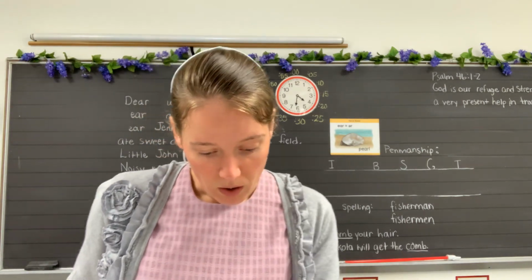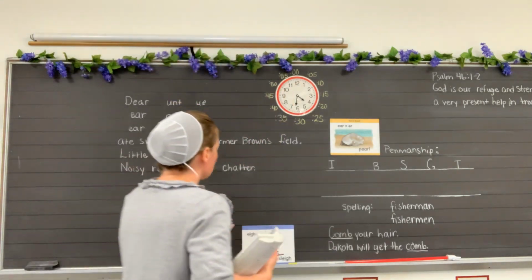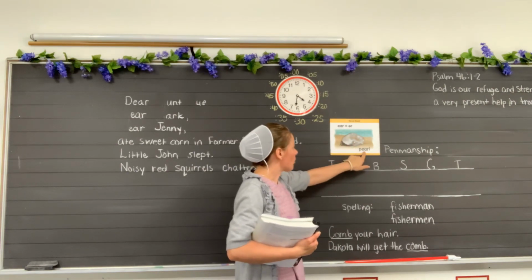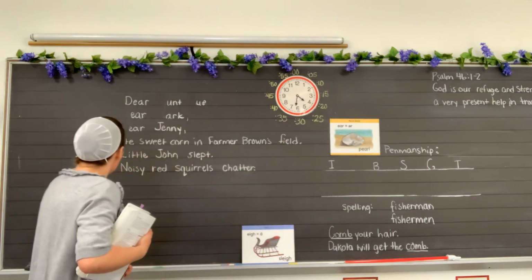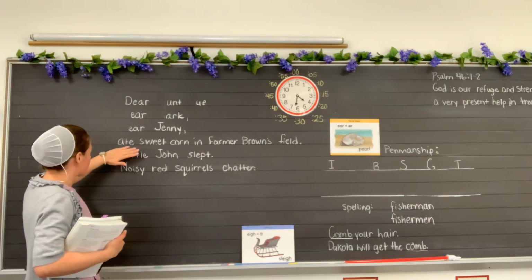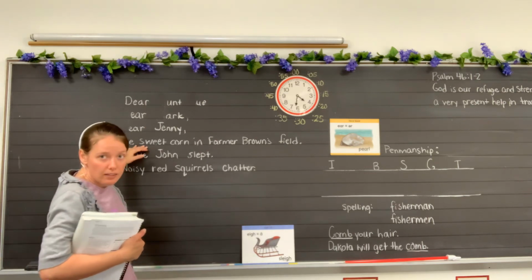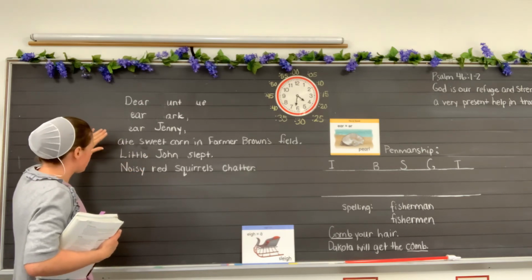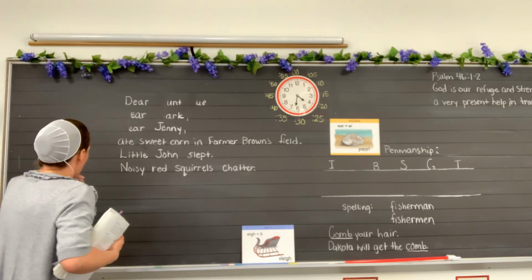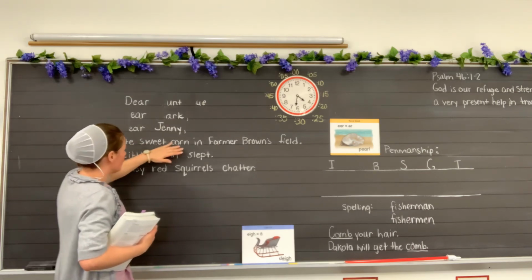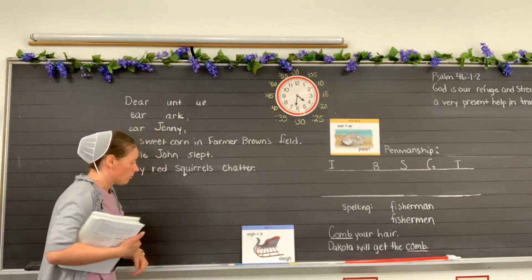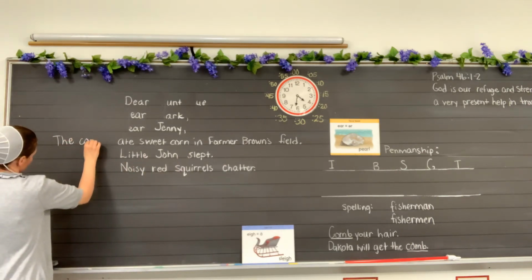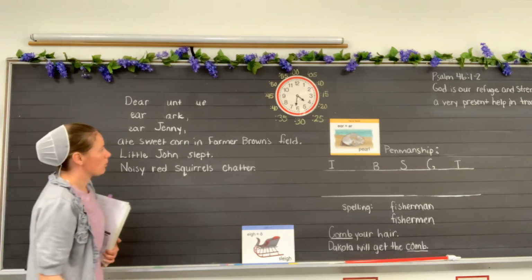Let's look here on the board and we will review this sound. This is the E-A-R sound. It says er as in pearl. And then we have a sentence here, actually it's a phrase. Phrases are not complete sentences, so we need to add a few words to the front to make it a complete sentence. It says, ate sweet corn in Farmer Brown's field. We could say the cows, and that would make it a complete sentence. The cows ate corn in Farmer Brown's field.